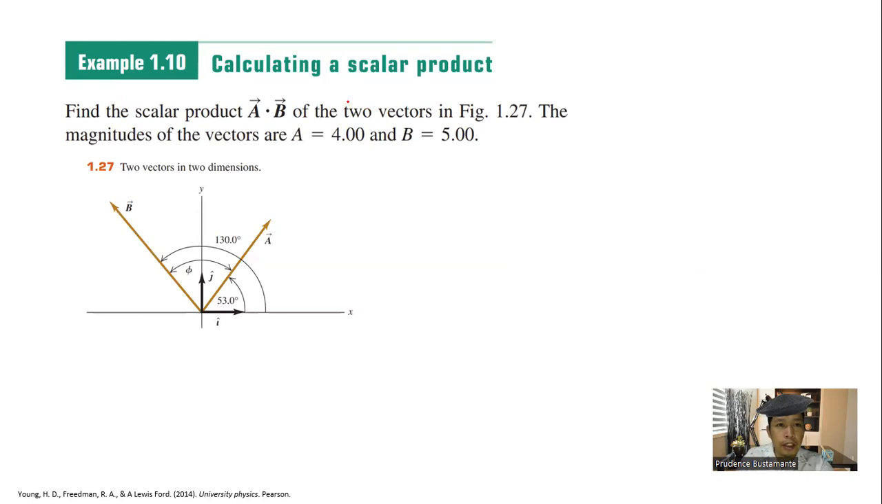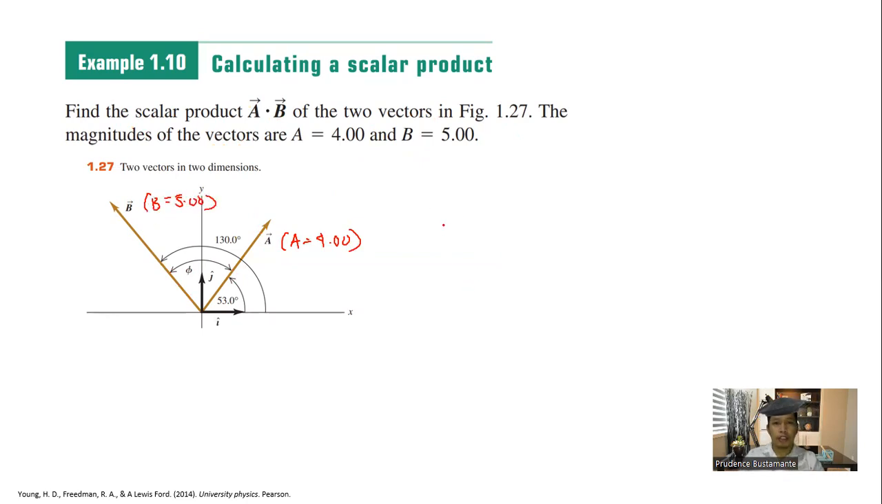So we have here an example, 1.10, calculating a scalar product. So how do we calculate a scalar product? In example 1.10, it says to find the scalar product A dot B of two vectors in figure 1.27. The magnitudes of the vectors are 4 and 5. So the magnitude of A is just 4, and the magnitude of B is 5.